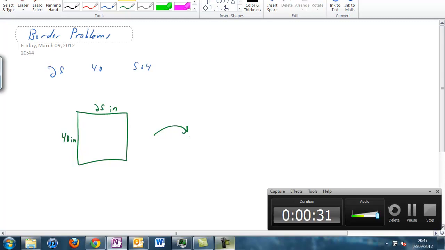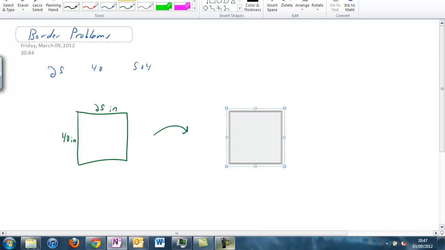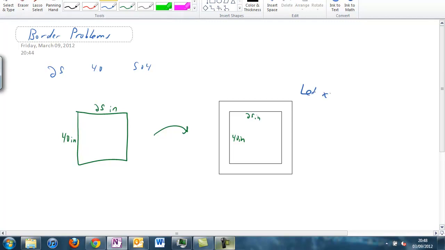Then we take that picture and we add a border to it. Whereas the original one had 25 inches by 40 inches, we're now adding a border on all sides. And this border is of unknown width. So we say let x equal the width of the border in inches.